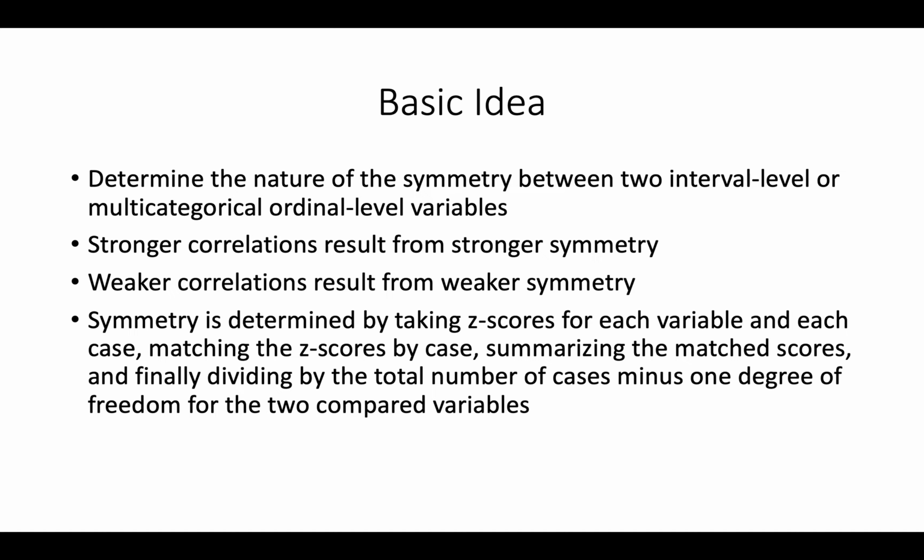The Pearson correlation helps us to determine the extent of the symmetry between two variables, measured at either the interval level or multi-categorical ordinal level. The greater the symmetry between the two variables, the stronger the correlation, either negative, which means the variables move in the opposite direction, or positive, which means they move in the same direction. The less the symmetry, the weaker the correlation, as the two variables are not in sync.